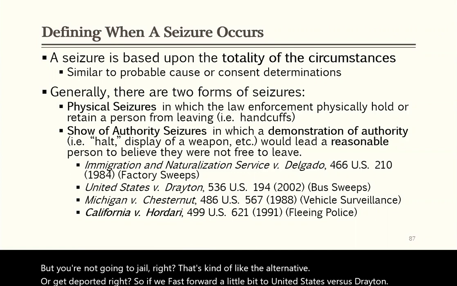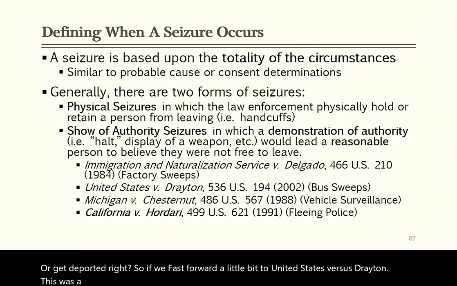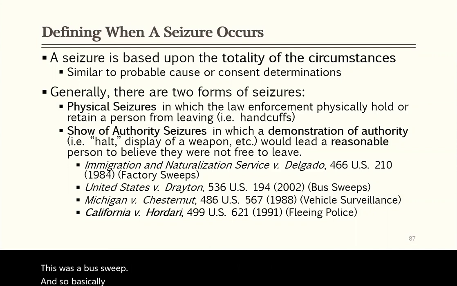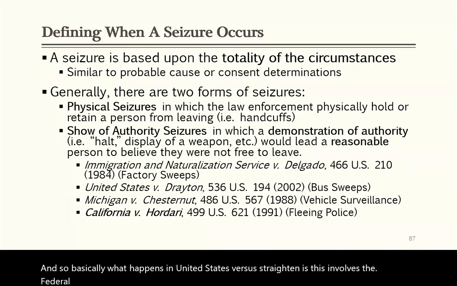So if we fast forward a little bit to United States versus Drayton, this was a bus sweep. And so basically what happens in United States versus Drayton is this involves the federal agents and involves, if I recall correctly, a Greyhound bus.